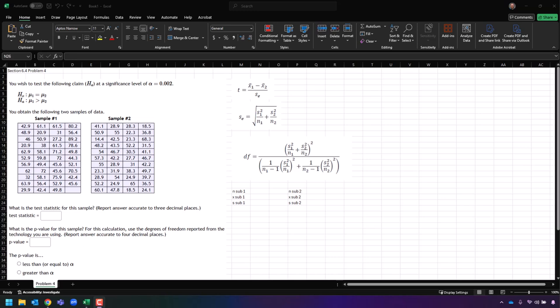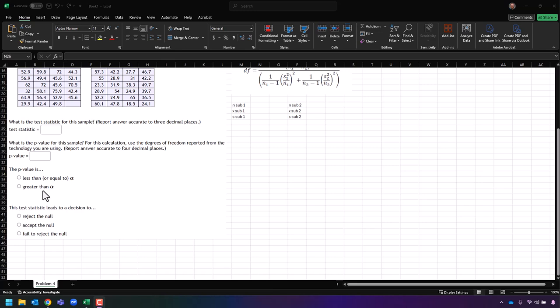All right, I want to work through problem number 4 from section 6.4. Again, we're trying to answer this question here. It says you wish to test the following claim. We have an alpha equals 0.02. We have a couple of means here. The null hypothesis is that the means are equal to each other, and the alternate hypothesis is that the mean from sample 1 is greater than the mean from sample 2. We need to find a test statistic, a p-value, and then make a decision.